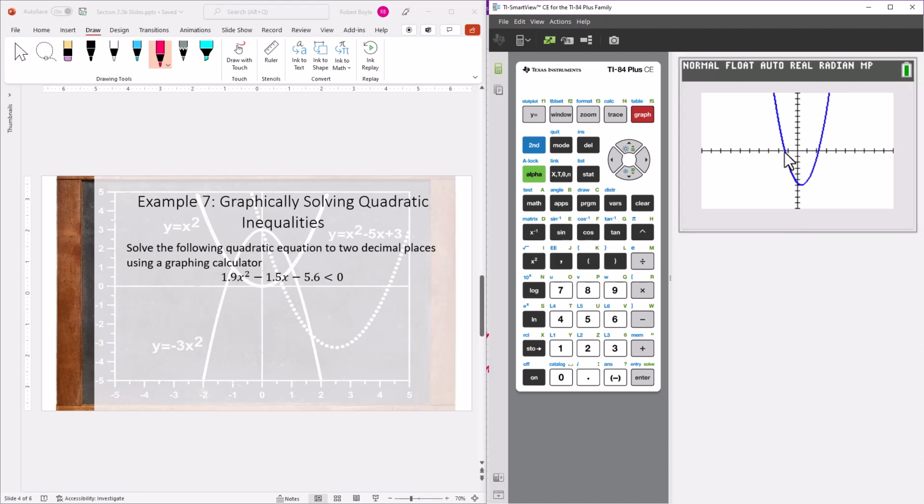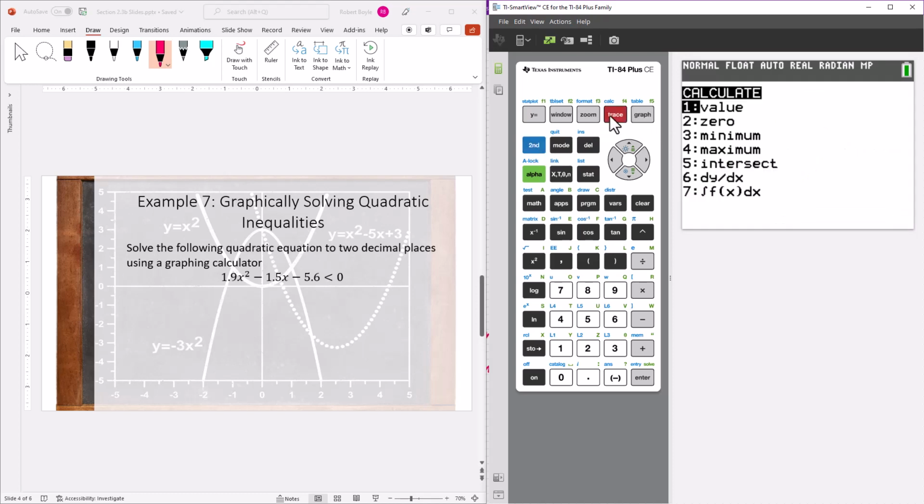So that corresponds to these points right here, which is going to be those values of x which are greater than that value, whatever that is, and less than that value. So we need to find out where this curve crosses the x-axis. And we can do that by doing second calc, 0. We're looking for the two zeros. All right, so hit 0, hit enter.